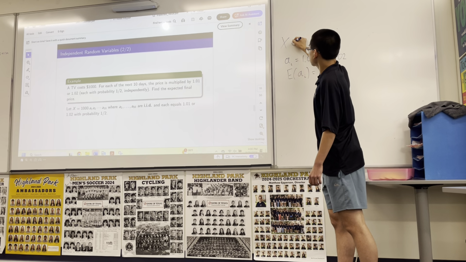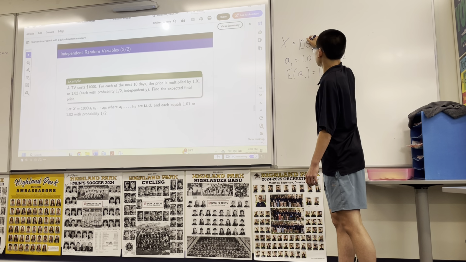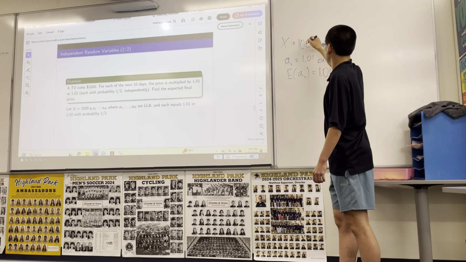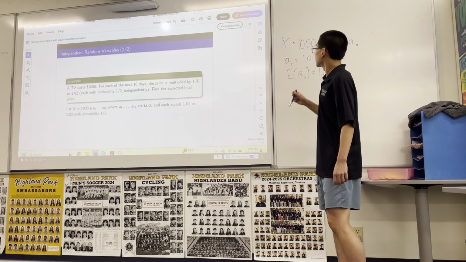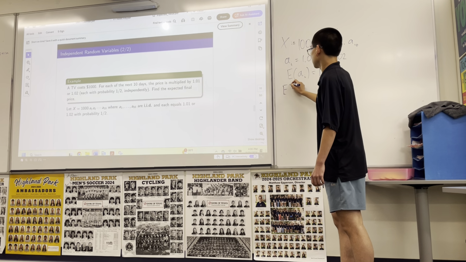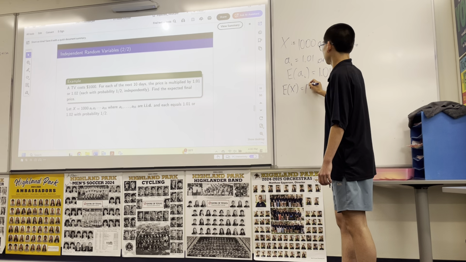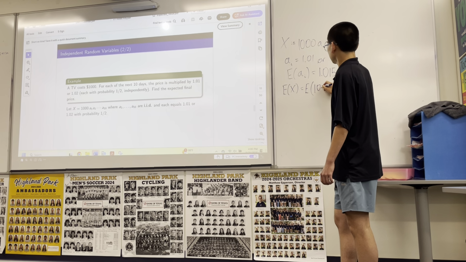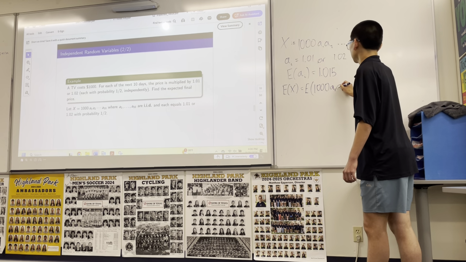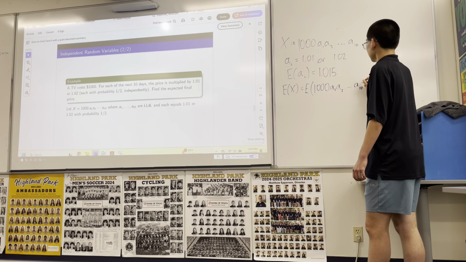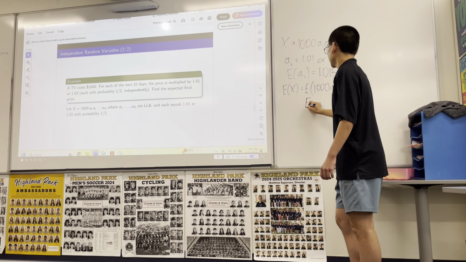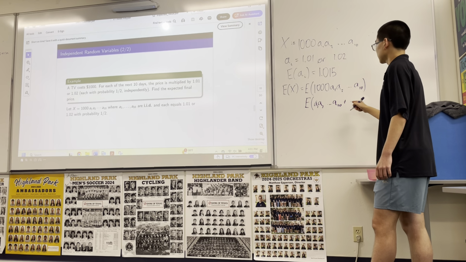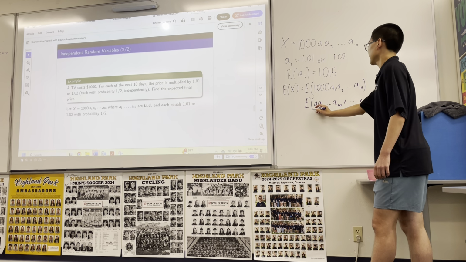Then we can write that x is equal by definition to 1000 times A1, A2, through A10. Agree? So we want to find the expected value of x. This is equal to the expected value of 1000 times A1 times A2 through A10. Agree?